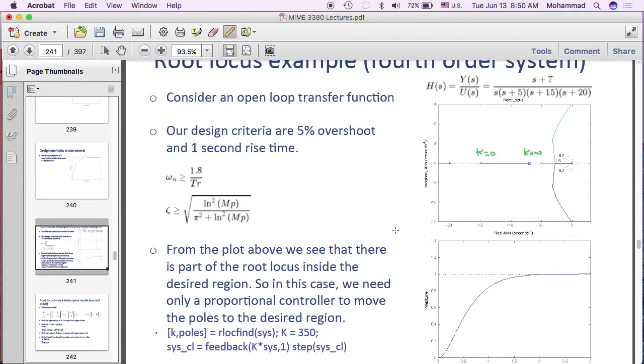So essentially what we are trying to do is close the system. So if this is h of s, we are creating a negative feedback with a proportional controller. So that's what we are trying to create.